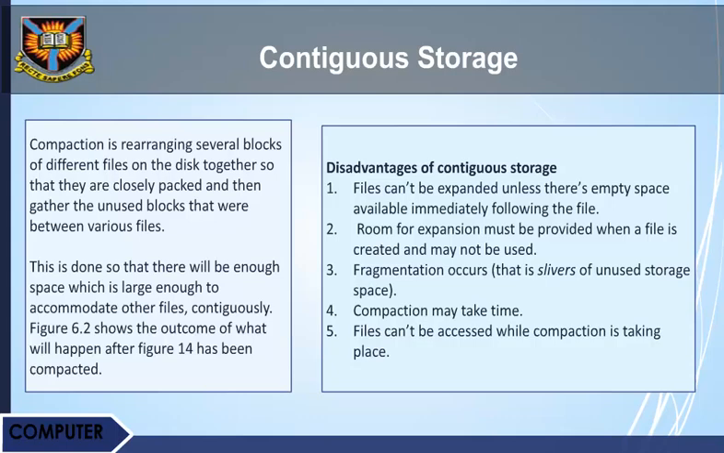Disadvantages of contiguous storage. 1. Files can't be expanded unless there is empty space available immediately following the file. 2. Room for expansion must be provided when a file is created and may not be used. 3. Fragmentation occurs, that is, slivers of the unused storage space. 4. Compaction may take time. 5. Files can't be accessed while compaction is taking place.